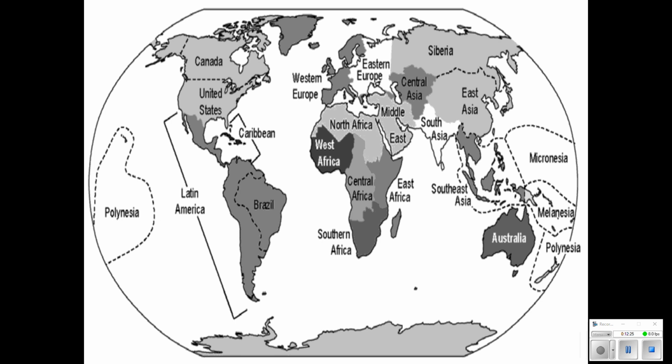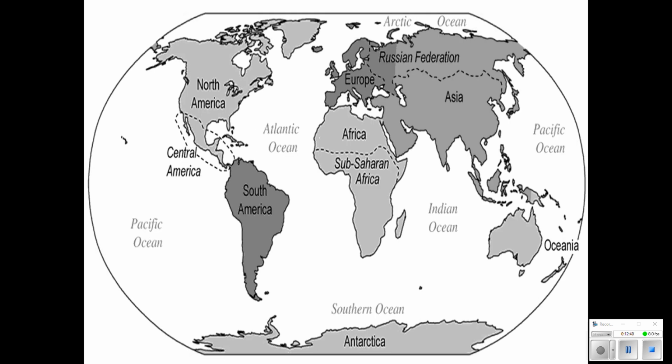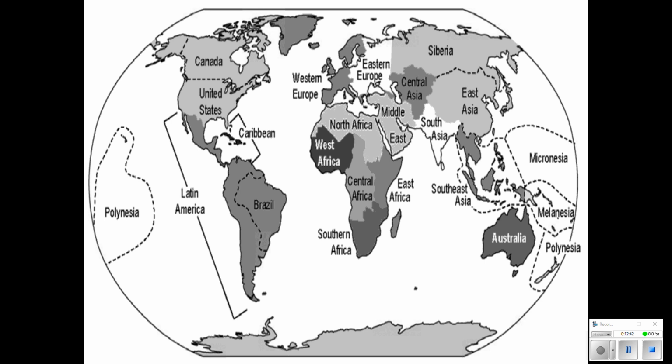For example, Latin America. You've got the Hispanic part of Latin America. Remember, Brazil is Latin, but not Hispanic. The Caribbean as a regional name. West Africa, South Asia, Southeast Asia. All of these are great examples of how the College Board will take the big regions of the world and chunk them into smaller regions.